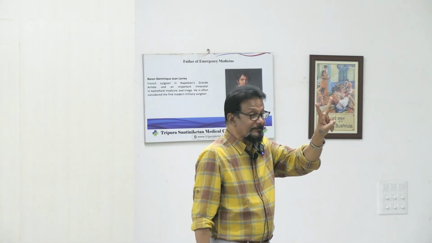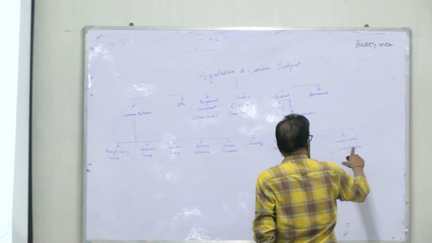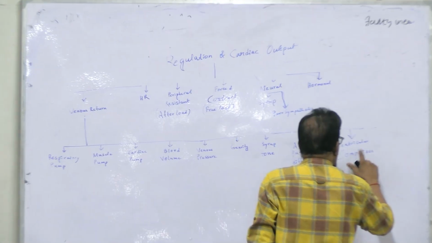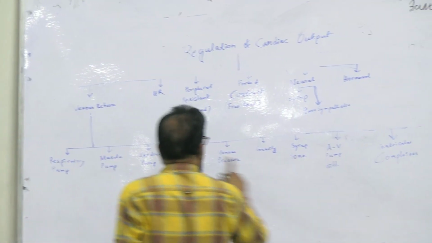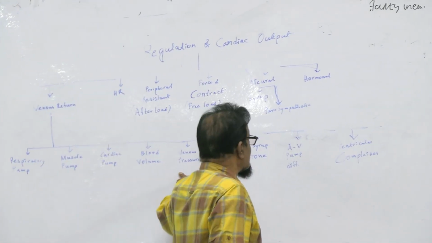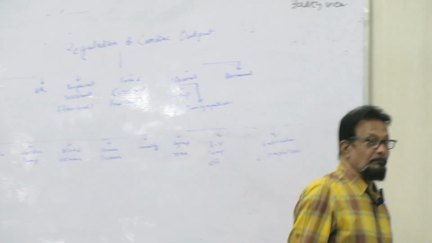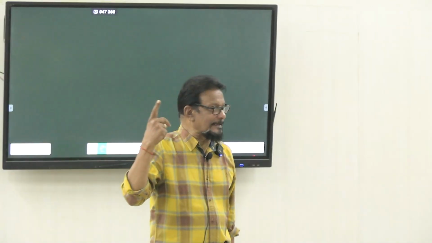Mr. Car went to B2. B2, two B's are there. One B is ventricular compliance. This is a spelling mistake: compliance, and venous pressure. B2: one B is venous pressure, another B is ventricular compliance. Okay, so B2. What did Mr. Carl purchase?